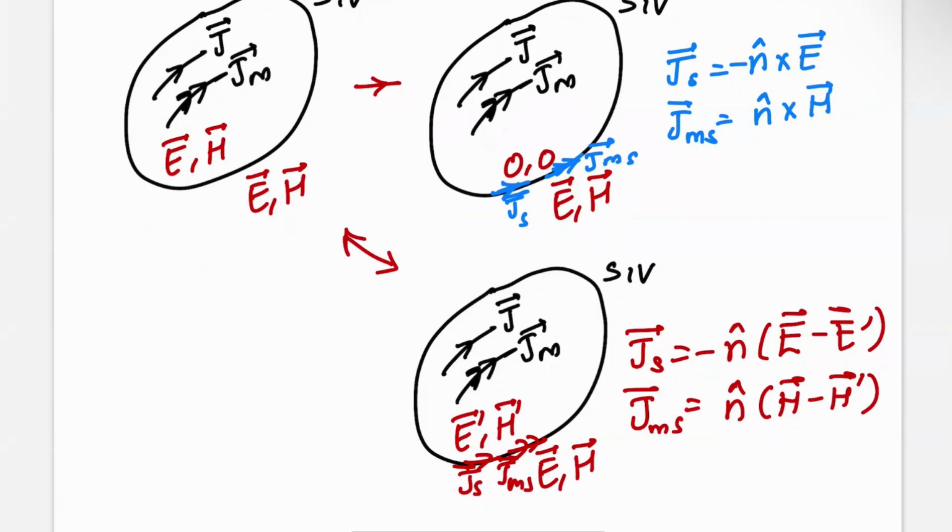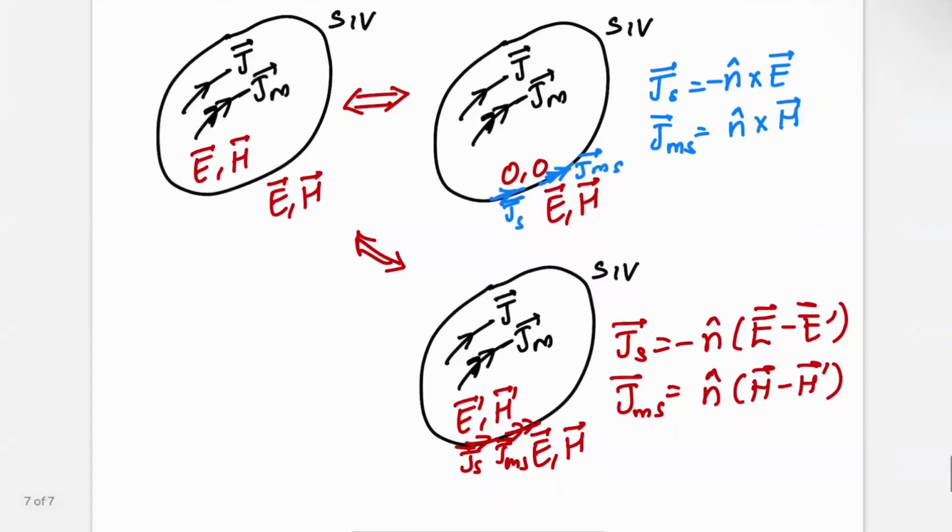So all of these are equivalent from the point of view of the fields outside. The fields inside, of course, are not the same. And you may ask, why are the fields inside not the same? Because the boundary condition on the inside is not the same. The tangential fields on the inside have changed, and that's why the fields inside have to change, but the fields outside are the same.